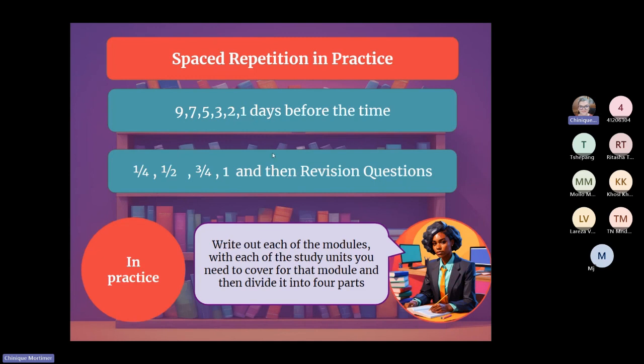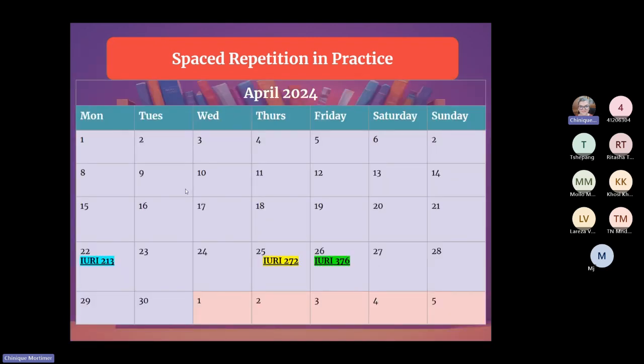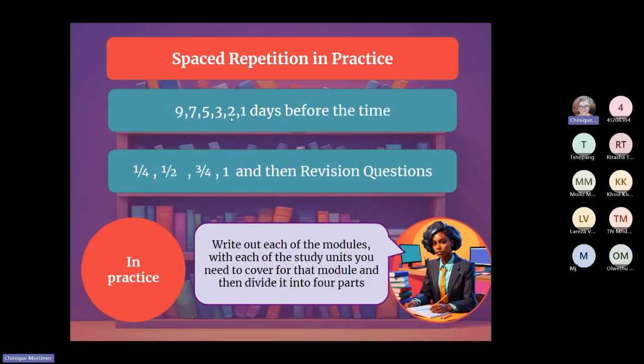Okay. Then you have to work in quarters. So you have to write out each module and the amount of work that you have to do for that module. And then you have to say, okay, if it's 4 study units, say for instance, you are doing URI 272 and you have 4 study units for URI 272's test. On day 9, you have to do the first quarter of the work, which is 1 study unit. On day 7, you have to do quarter 2. On day 5, you have to do quarter 3. Oops, sorry. And on day 3, you have to do the last little bit.